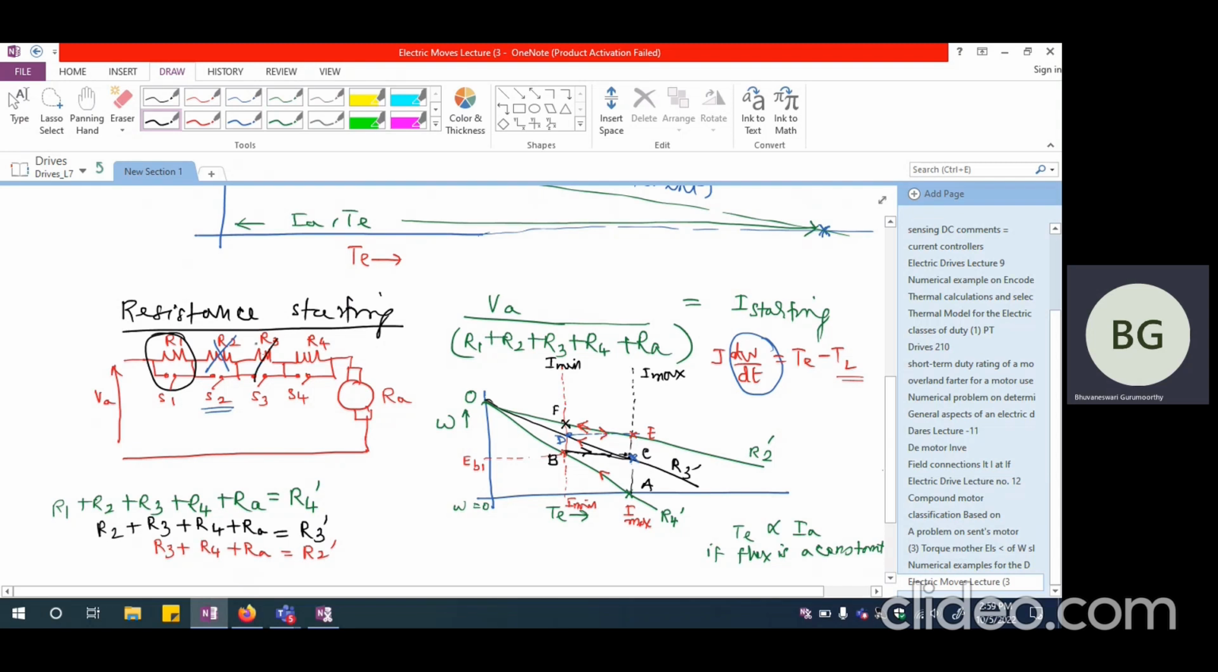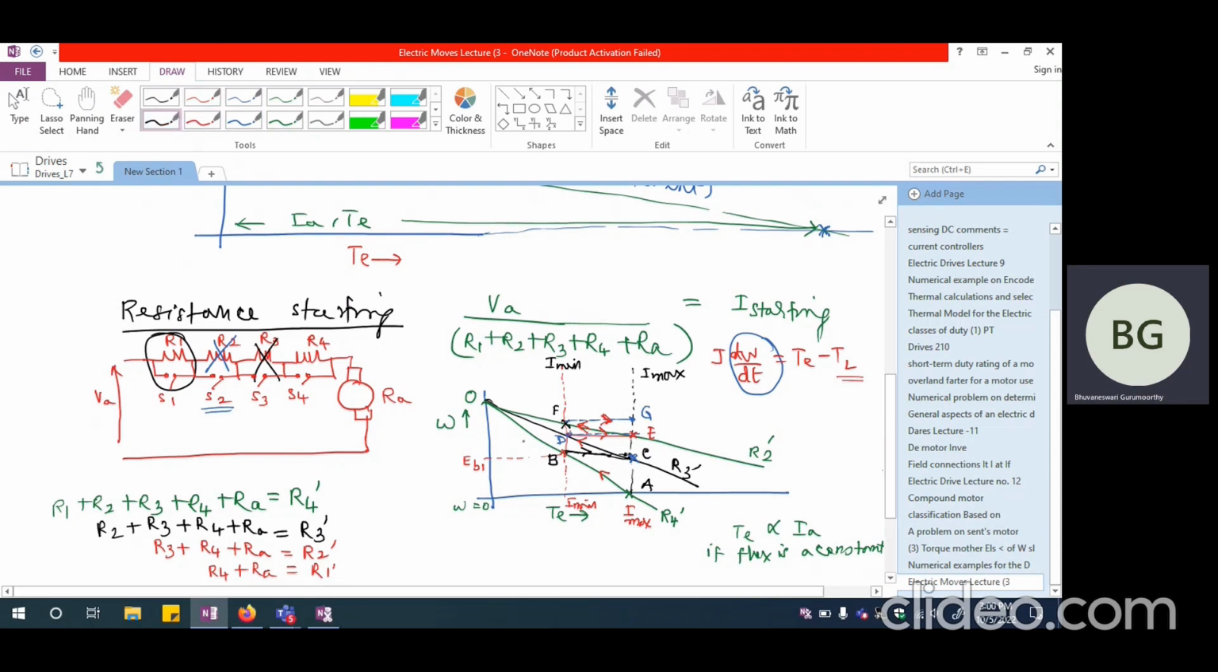So I have to cut off the next resistance also, which is R3. So I'm going to have R3, R4 plus RA. R3 is eliminated. So I'm going to have R4 plus RA, which is going to be equal to R1 dash. So from here, the characteristics would travel towards this. So this point becomes G, and the traveling direction will be from F to G. So from F, it has traveled to G. So previously it traveled from D to E, then E to F, and F to G now.